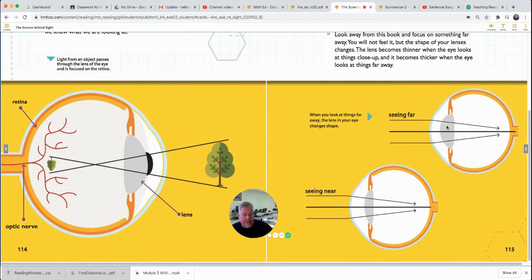If you're trying to look far away, the lens part of your eye automatically gets thicker. So it's like a magnifying glass. You can see things farther away. When you're looking at things up close, it's thinner. Isn't that amazing that our eyes can do that? Our eyes are amazing. When you look at things far away, the lens in your eye changes shape.